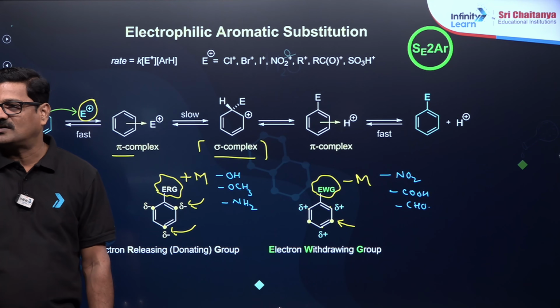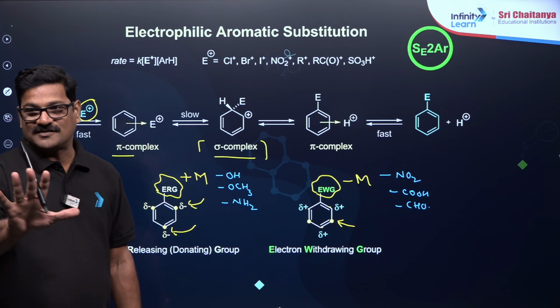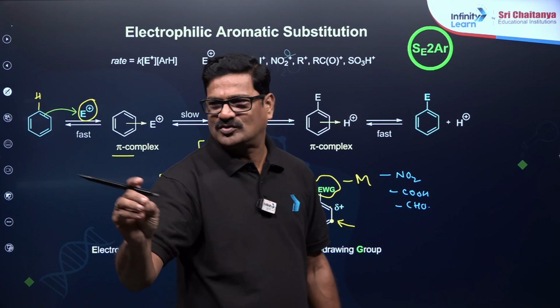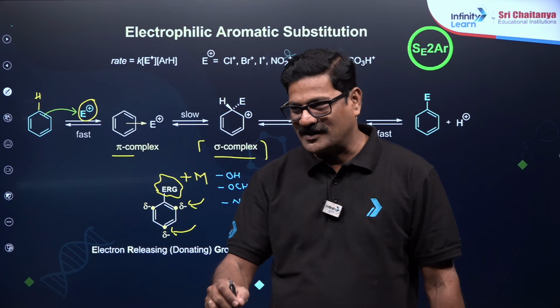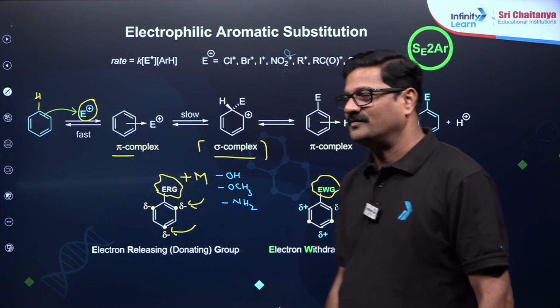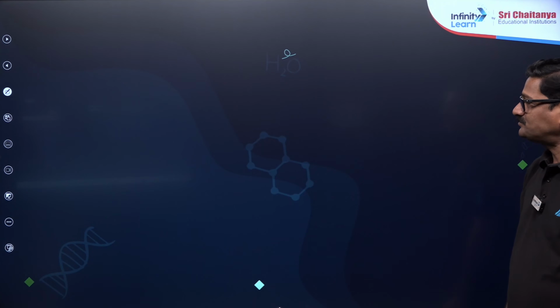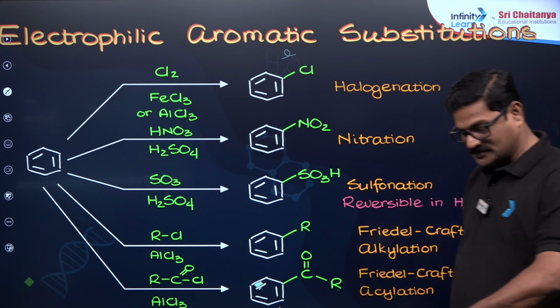What are some common electrophiles? There are 5 golden reactions of benzene. I will give you the 5 golden reactions of benzene in today's class itself. You just stay tuned, within 10 minutes I am going to give that. Okay, moving ahead, here are the 5 golden reactions of benzene.